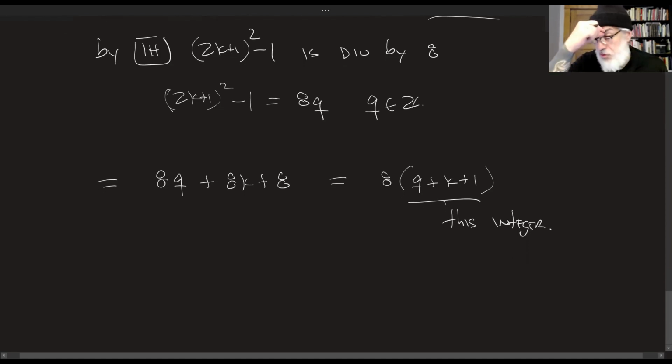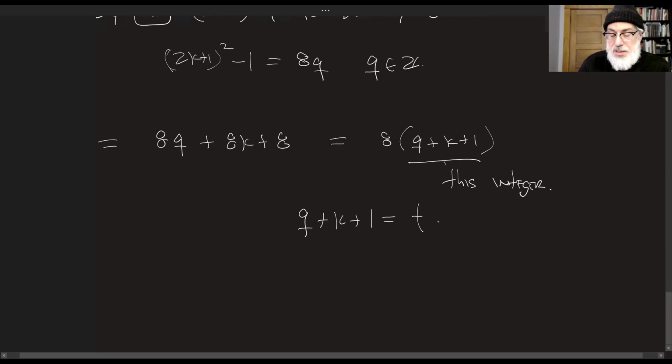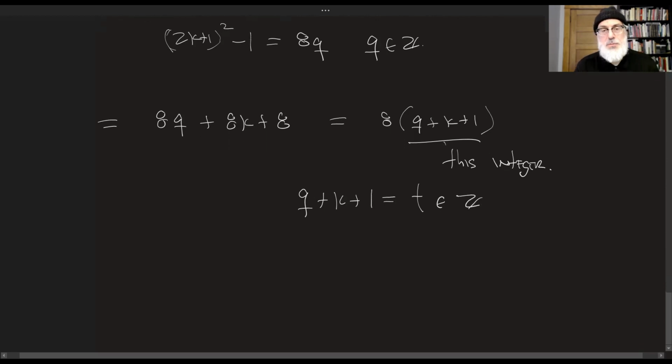Now we've used a bunch of letters here. I could replace q plus k plus 1 with another letter if we want to, and say let this is an integer, so let it equal t. And then t is an integer, because the sum and difference of integers is an integer. Just like if we multiply integers, it's an integer. However, if we divide integers, we don't always get an integer. So this means that this is equal to 8 times t.